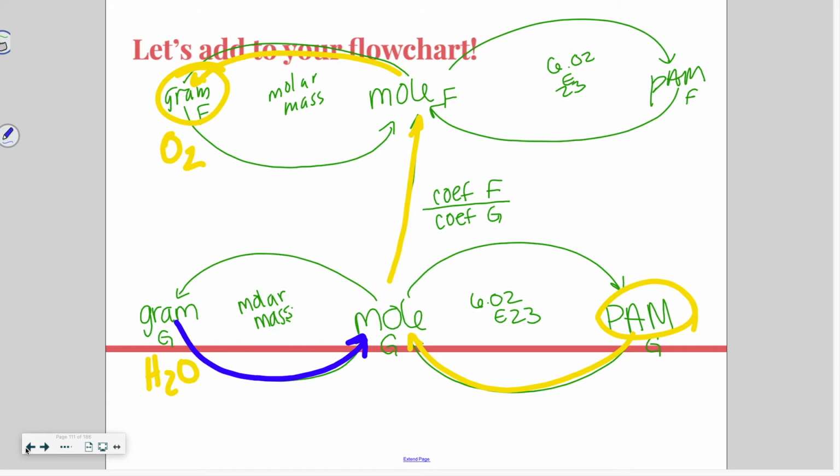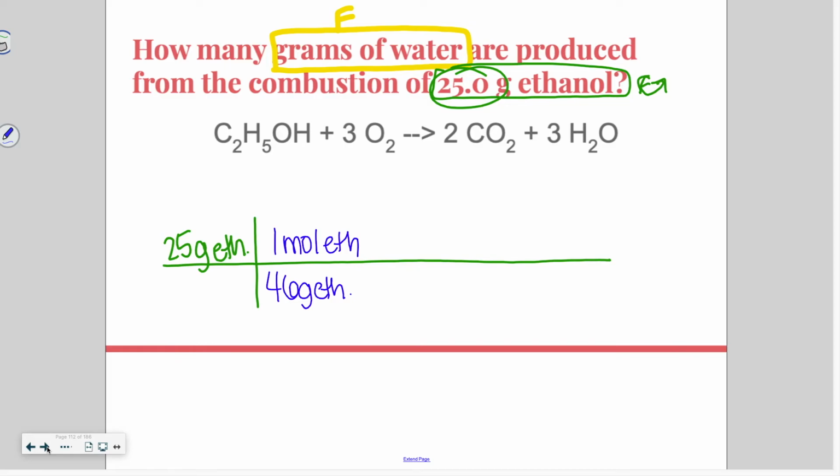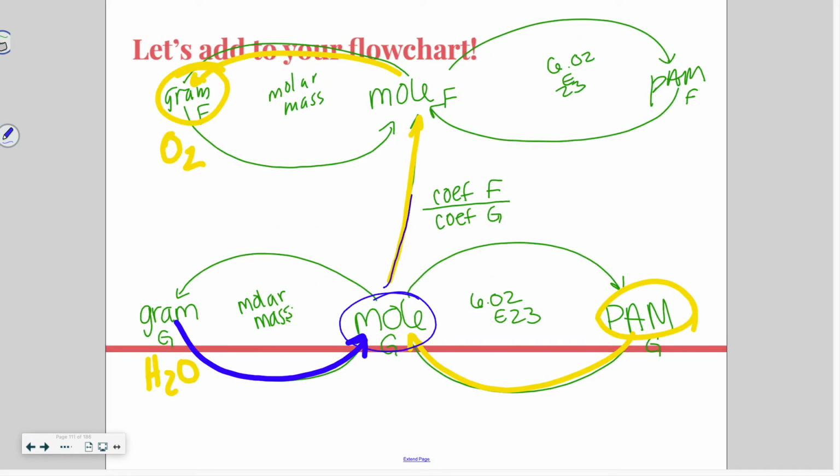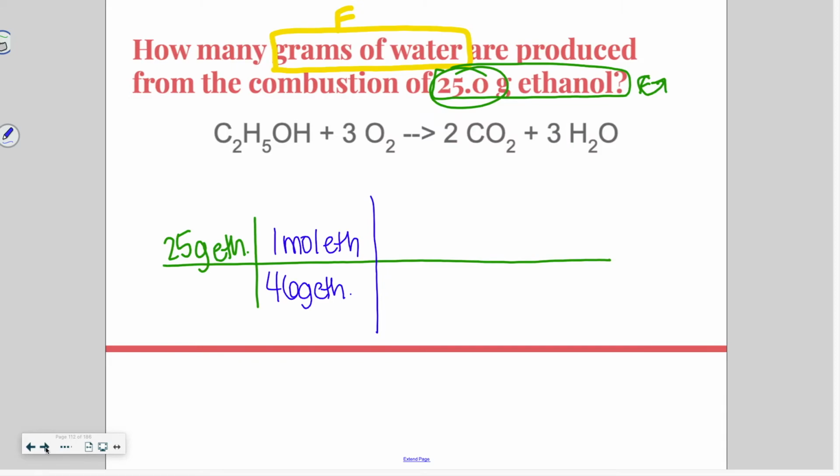So now I'm here. This is what I just got to. Think of it, that's what we call the mole train. There's each stop along the way until we get there. So, closing the door, we're going to the next stop. I'm at moles. Where do I need to go next? Moles. Mole to mole ratio. So, coefficient of F over coefficient of G.